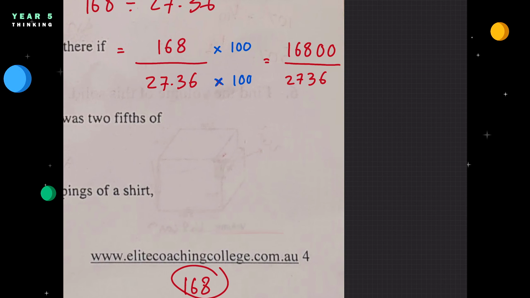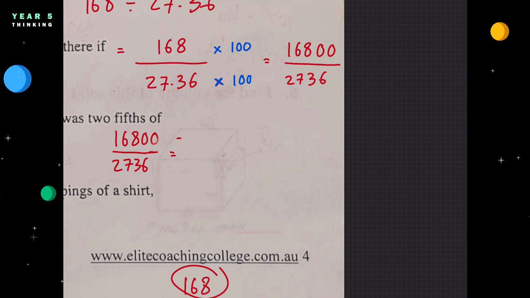But it's still difficult, right? So let's make it easier. We try to simplify this. You can divide it straight away, but it looks pretty big, so let's make it smaller. So let's have a look. 16800 divided by 2736. Now we have to divide the top and bottom number. We're trying to simplify this fraction, so you've got to divide the top and bottom number by something. The easiest one to think of is 2, because they're both even numbers.